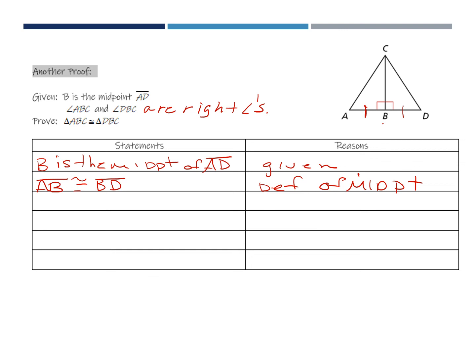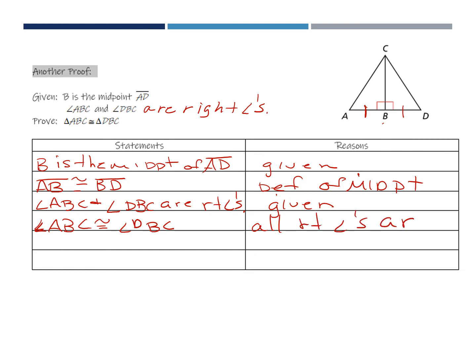Now I've got these right angles. Angle ABC and angle DBC are right angles. That's also given. We get a theorem that says that all right angles are congruent, so we're going to say that they're congruent. Angle ABC is congruent to angle DBC. And that is all right angles are congruent. Okay.